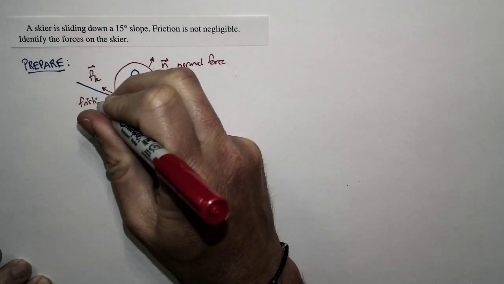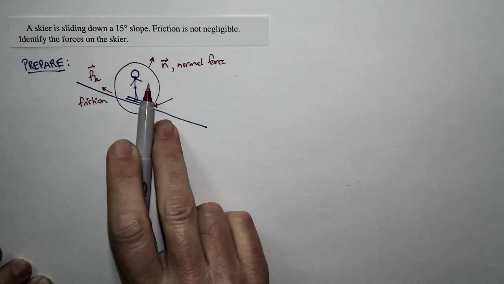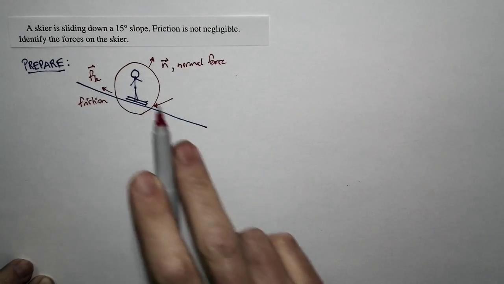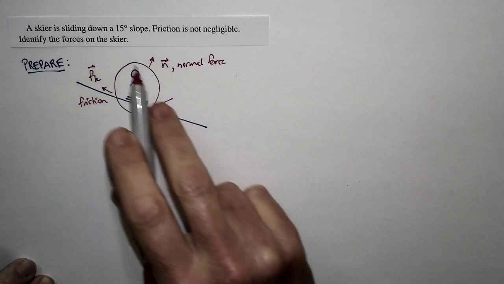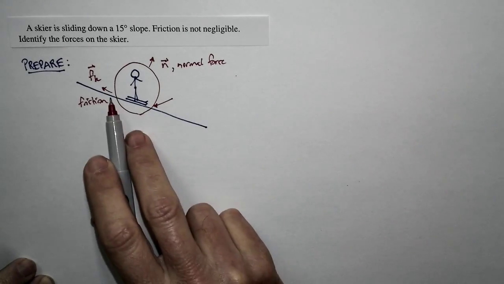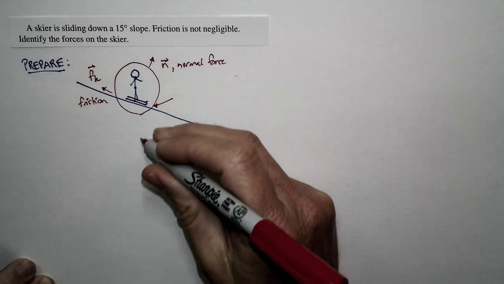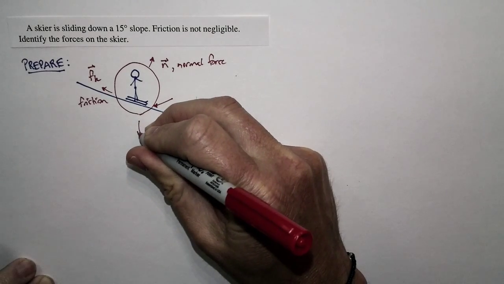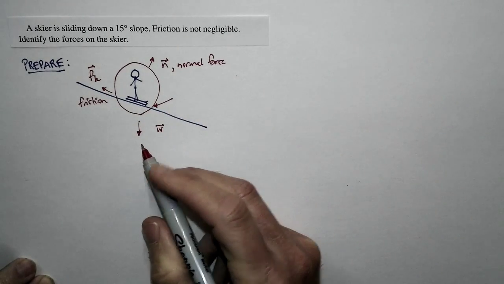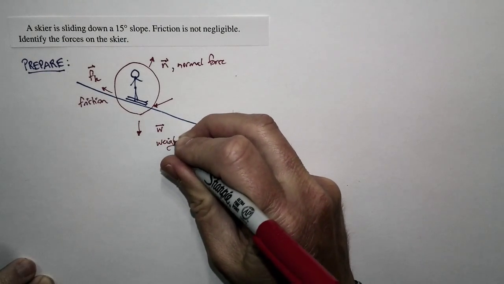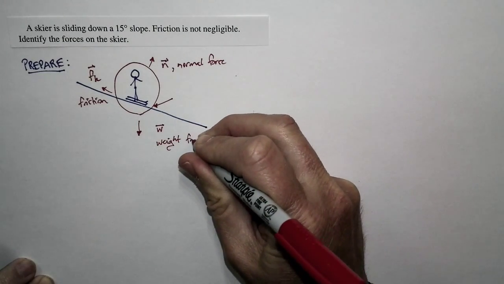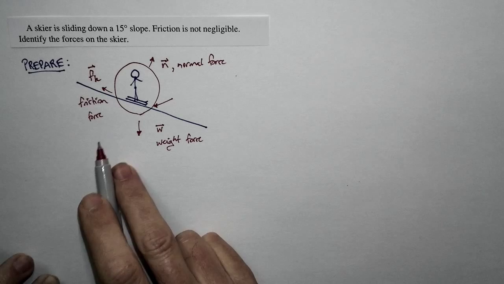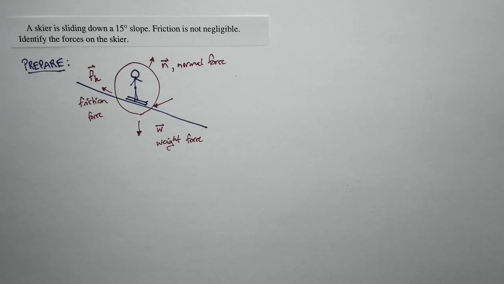So there's going to be a friction force. That's a second force. And those are the only two contact forces that are affecting the skier because there's nothing else touching the skier. We aren't told anything about air resistance. And if you aren't told to include air resistance, we assume that you can ignore it. Okay? So those are our two contact forces. The only other thing we have to consider is long-range forces. And at this point in your physics career, there's one force you need to consider. That's the weight force. And the weight force acts straight down towards the center of the Earth. So we have the normal force, the friction force, and the weight force. Those are the only three forces at work here.